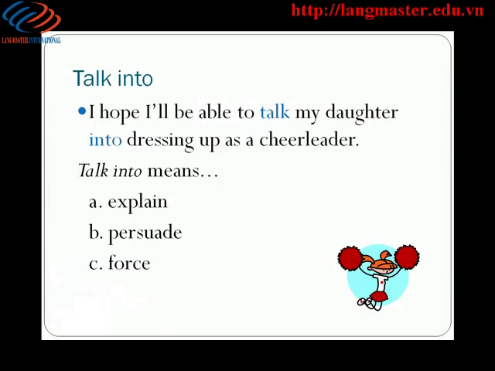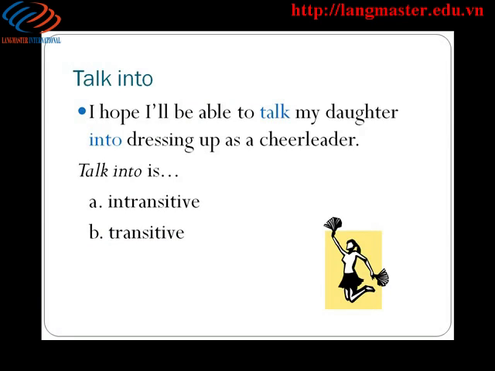In the clip, I also said, I hope I'll be able to talk my daughter into dressing up as a cheerleader. What does talk into mean? A. Explain, B. Persuade, or C. Force? The answer? B.